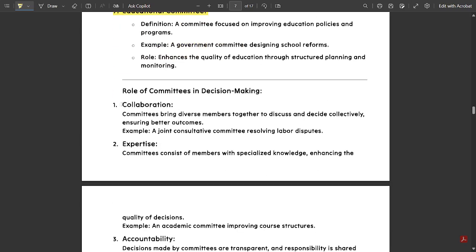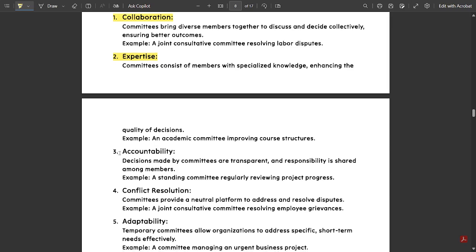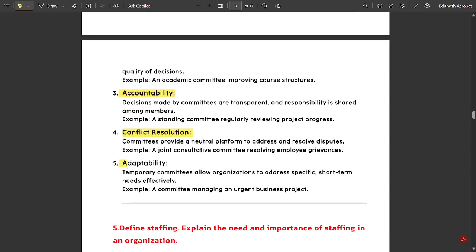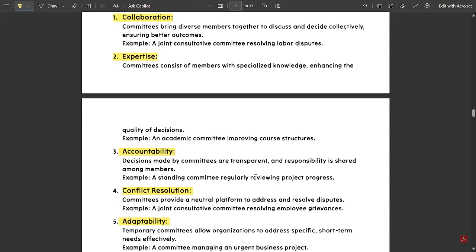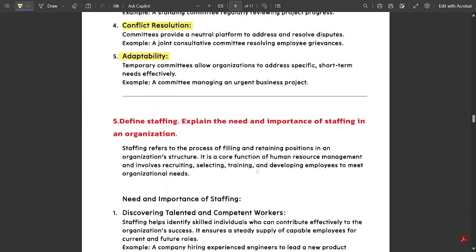Role of committees in decision making. Okay, some of the roles are collaboration, expertise, accountability, conflict resolution, adaptability. Okay, these are some of the roles of committees in decision making, along with the explanations provided, you can see it later.